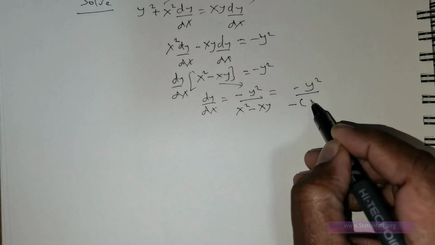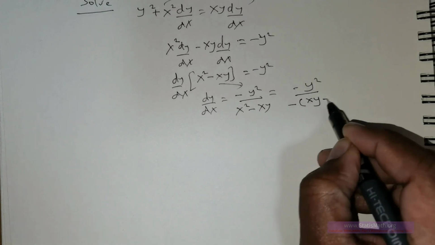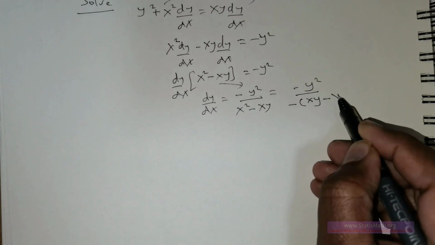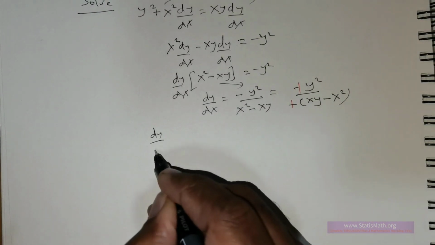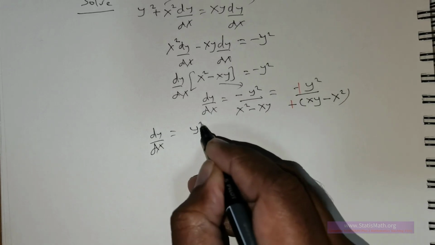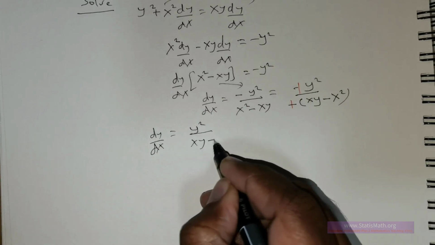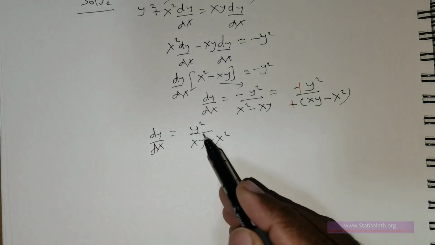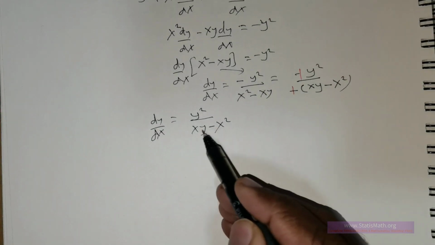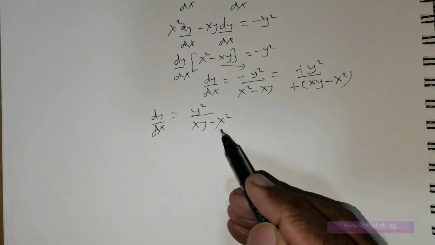Take a negative sign out. So this would become xy minus x squared. These two negative signs can be cancelled, giving me dy/dx equal to y squared divided by xy minus x squared. Clearly this is a homogeneous differential equation. The degree of y is 2, the degree of the denominator is also 2.